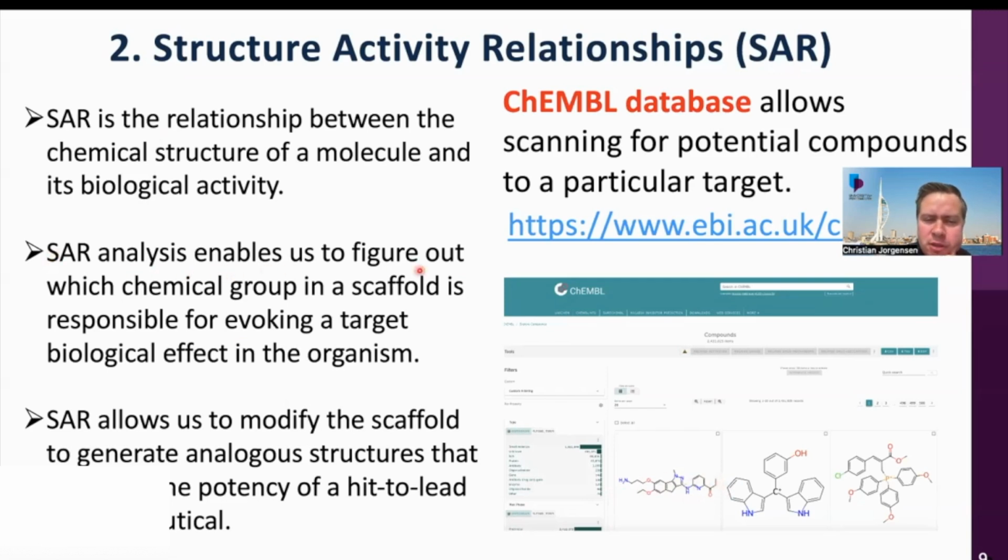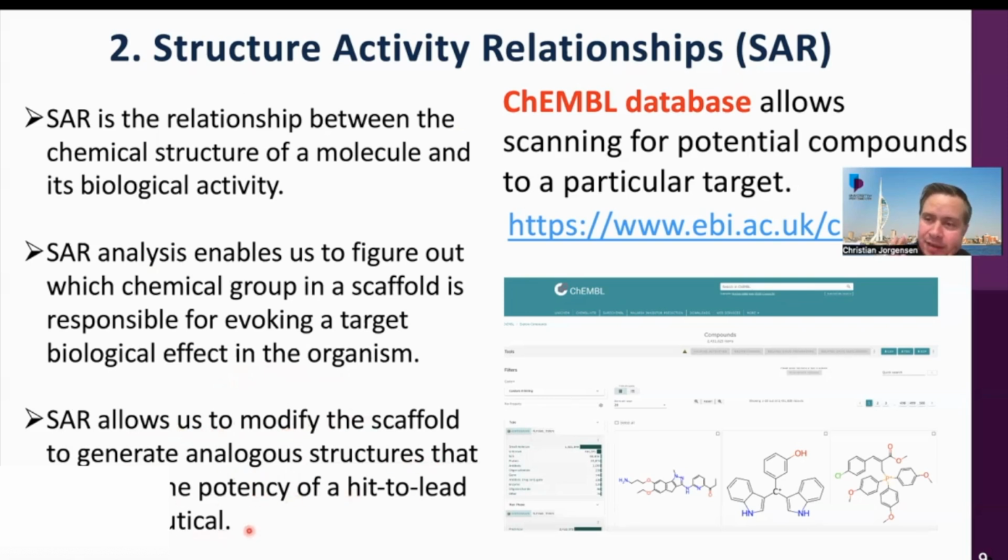SAR analysis enables us to figure out which chemical group in a scaffold is responsible for evoking a target biological effect in the organism. SAR also allows us to modify the scaffold to generate analogous structures that optimize the potency of a hit-to-lead pharmaceutical.